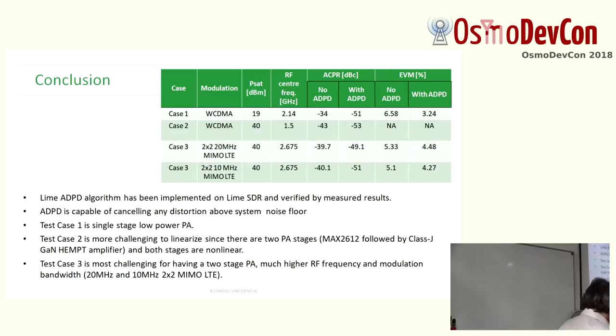So, finally, to conclude, our algorithm has been implemented on LimeSDR boards, and we verified it by measured results. So it's capable of canceling any distortion up to the system noise floor, and we used three cases. The first one is the easiest, and the second one is more challenging, since there were two PA stages, and the third one is the most challenging, which had two PA stages with pre-driver and driver, and with much higher RF frequency and higher modulation bandwidth. So that's my presentation. Do you have some questions?